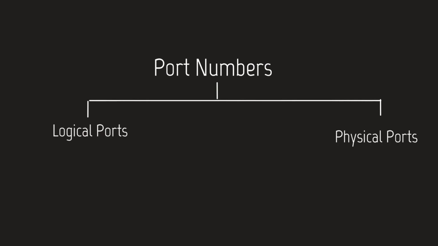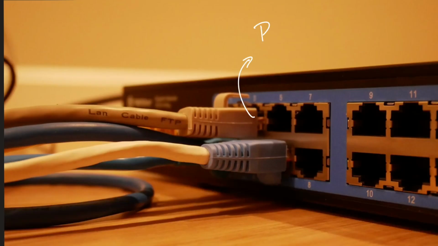So if you're like me, nobody has given you a simple example for port numbers. There's actually two kinds of ports. The first are logical ports and the second are physical ports. So you might be aware of these kind of networking ports. These are called physical ports.